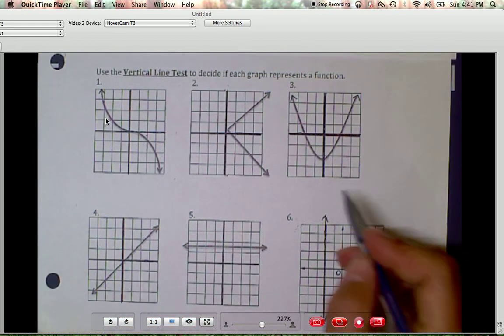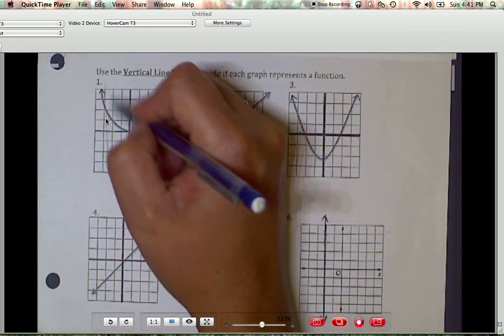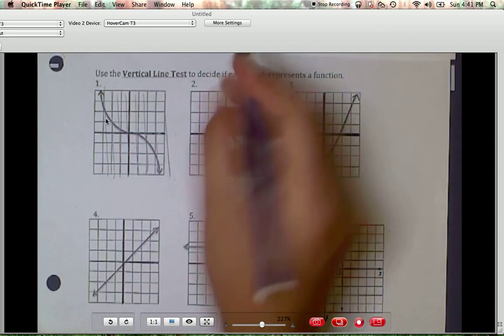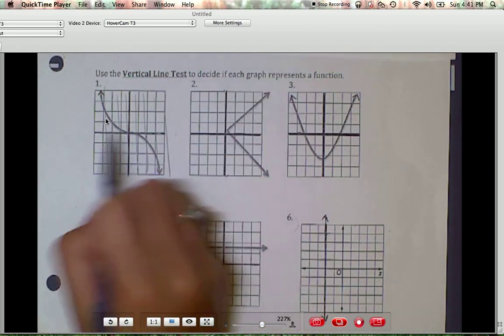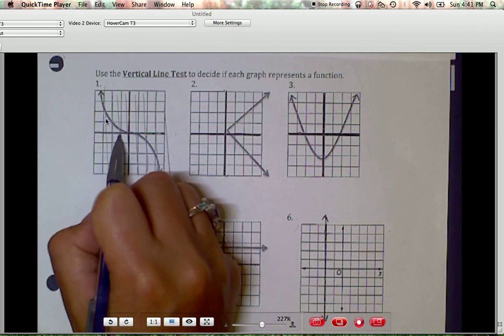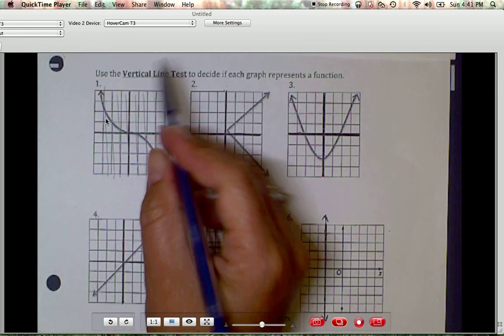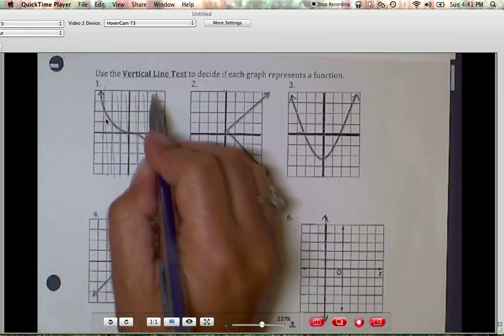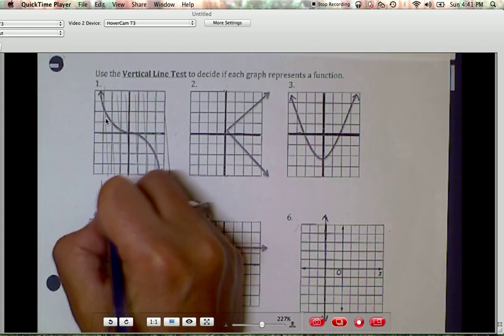So imagine if you draw a whole bunch of vertical lines. What you're doing is you're checking the x values. So at this x value, it only crosses once. At this x value, only once. This x value, only once. And the same thing throughout the whole thing. So since it only crosses the relation once, then it is a function.